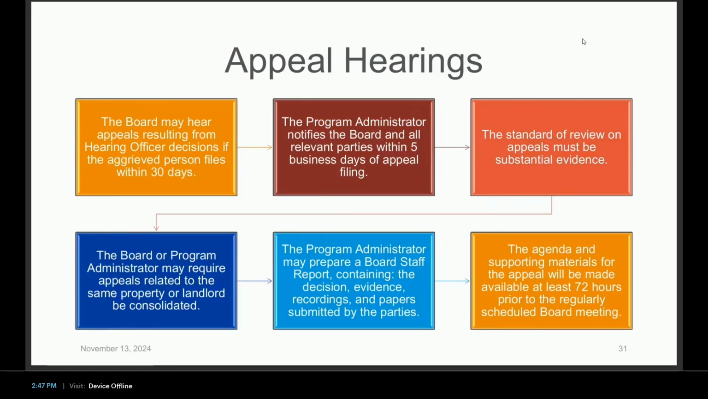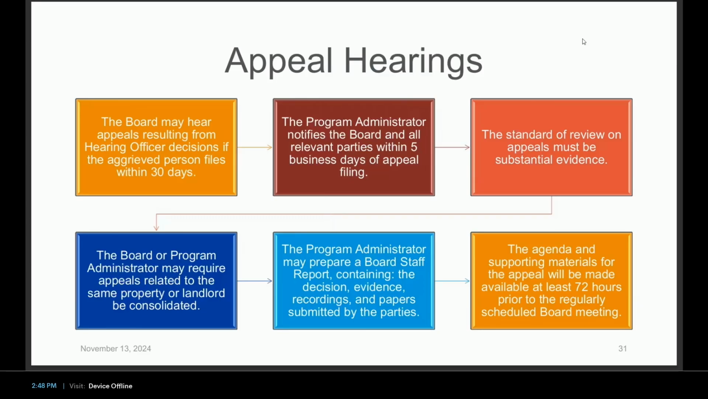So this slide is an outline of the key aspects of the appeals process. When a decision of the hearing officer is challenged, and that's the only time, the board has the authority to hear the appeals resulting from the hearing officer's decisions. It's important that you remember that for appeals to be considered, the appealing party must file the appeal within 30 days following that decision. This deadline is really to make sure that the appeals are timely and that we keep moving along with the case without unnecessary delays.